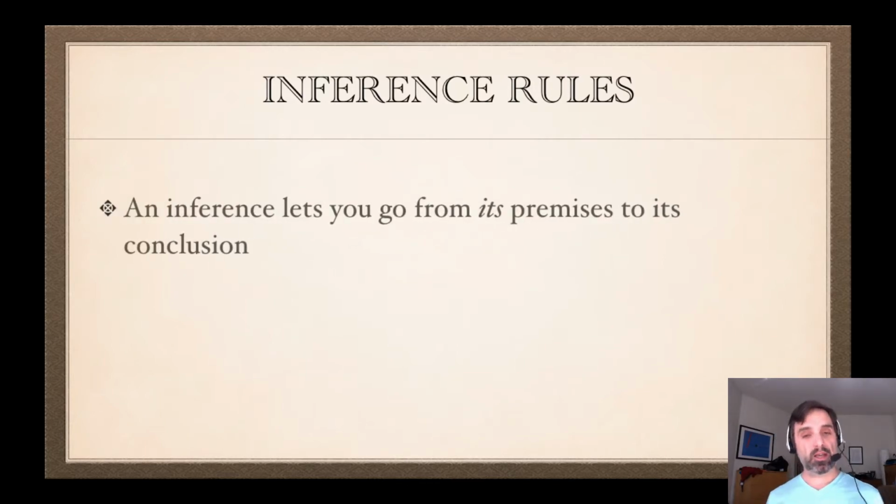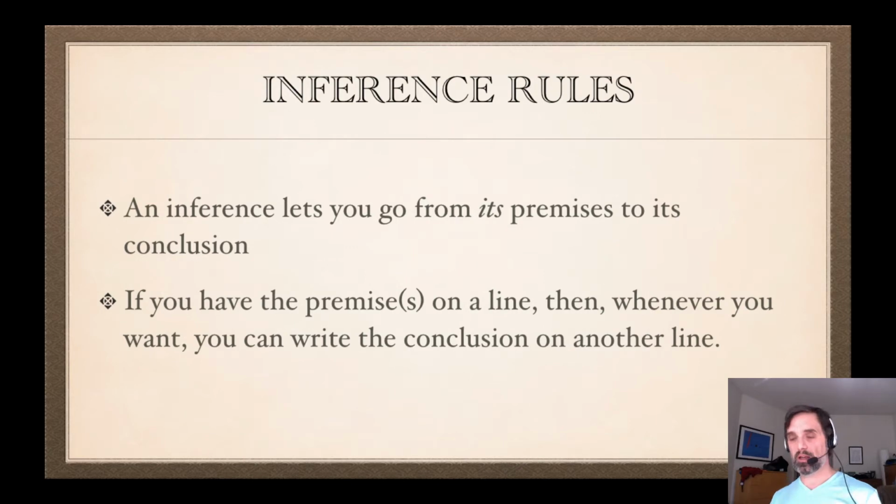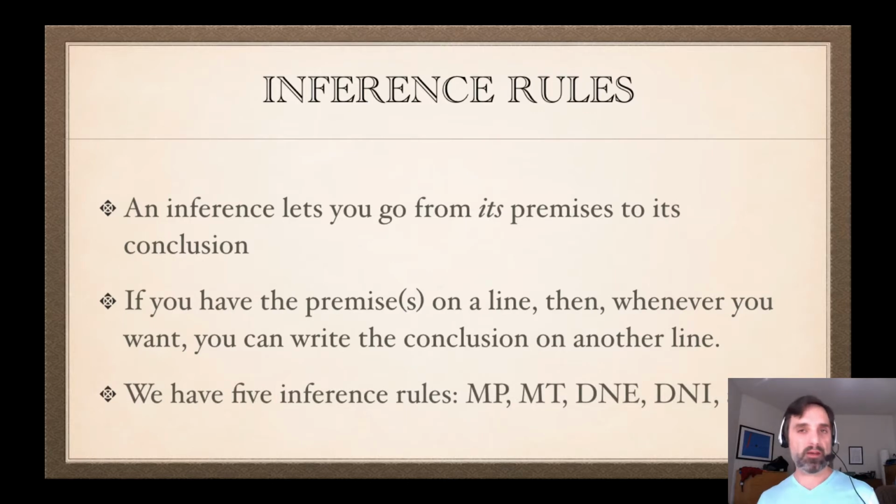So an inference rule lets you go from its premises to its conclusion. It's a small, obvious step where, given the premises of the inference rule, we can get to the conclusion, and obviously so. So the idea is that in a derivation, if you have the premises of a rule on a line, then you can write down the conclusion on another line. And we're going to have 5 inference rules. These are their abbreviated names, and those are really what you need to know. I'm going to tell you what their full names are, but their names are MP, MT, DNE, DNI, and R.